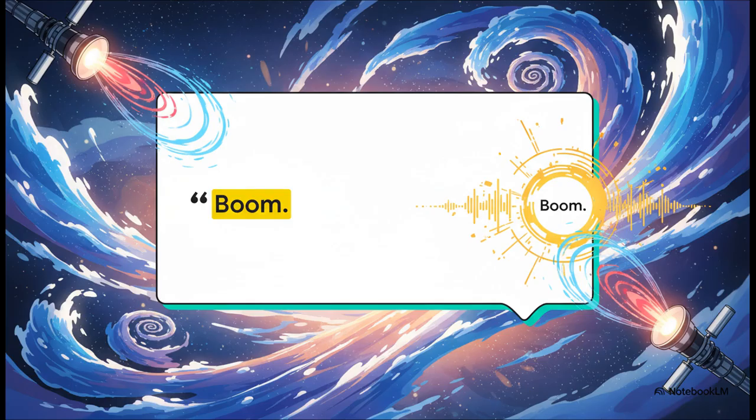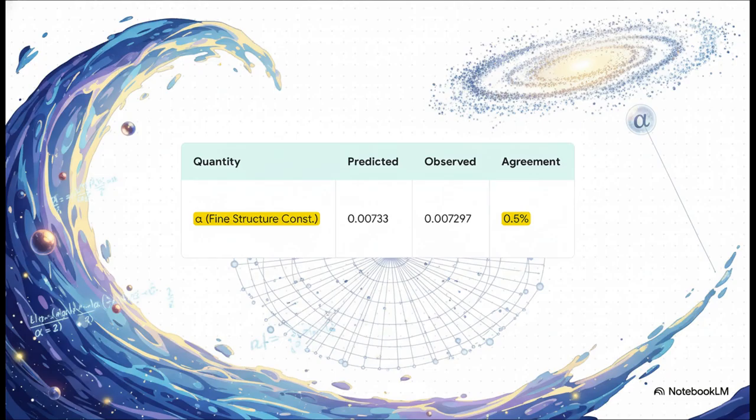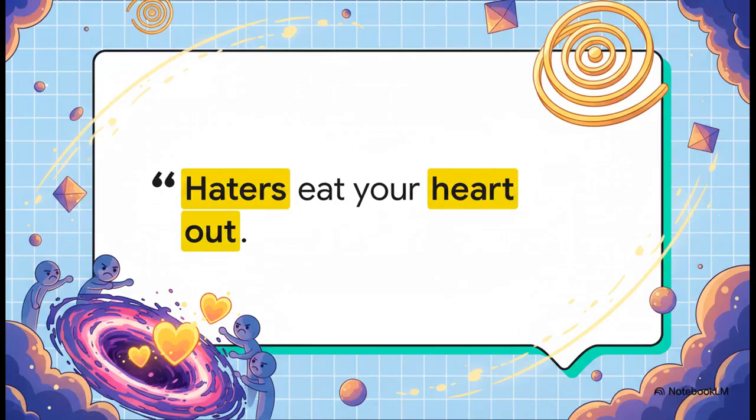Simple. Boom! Then you have maybe the most famous number in all of physics, the fine structure constant, alpha. It's roughly 1 over 137, and for a century, nobody has had a clue why it has that specific value. Well, from that very same cosmic wave, the theory spits out a value for alpha that's accurate to within 0.5%. I mean, you gotta love the confidence here. Haters, eat your heart out.